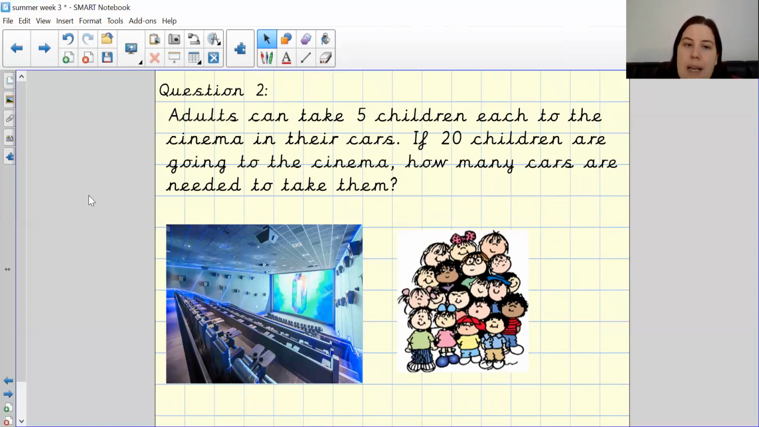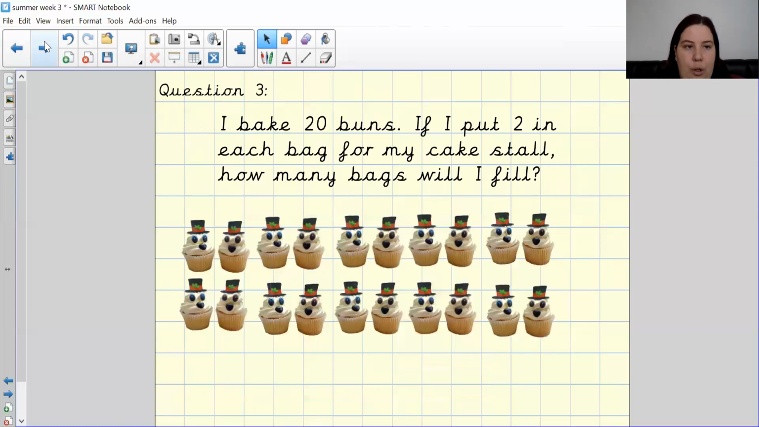Number 2. Adults can take 5 children each to the cinema in their cars. If 20 children are going to the cinema, how many cars are needed to take them? Question 3. I bake 20 buns. If I put 2 in each bag for my cake stall, how many bags will I fill? And as you can see, I put the cupcakes underneath for you to use as a model.